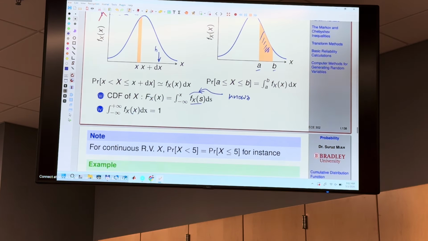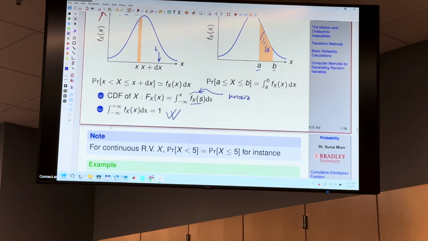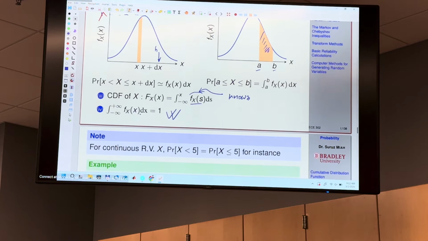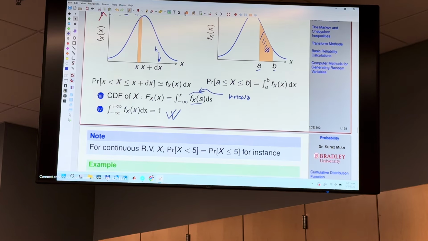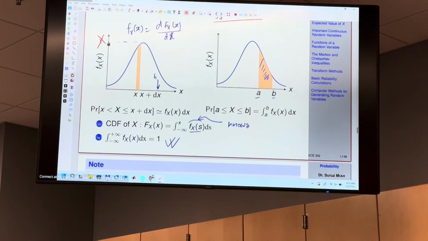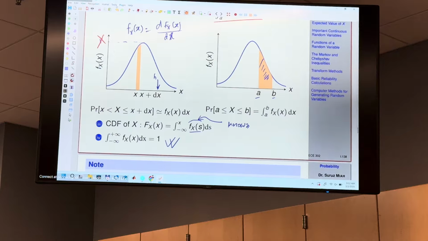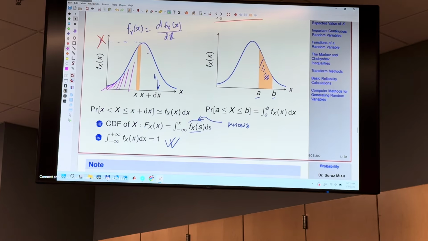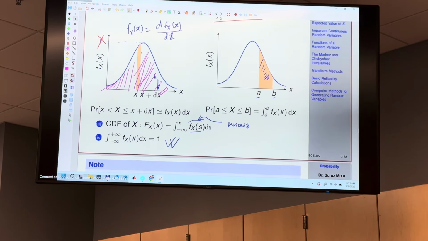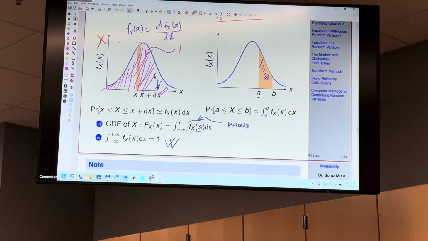And the other property that you should know, here you will see many example problems or end of chapter problems. You will be utilizing this for your homework problem. Where you integrate from negative infinity to positive infinity of f sub x of x, the total integration should be 1. People make mistake here, thinking that this height is one. No, no. It is the area. It is the area of the entire region. The entire area has to be one.